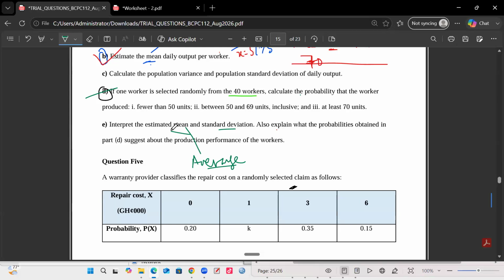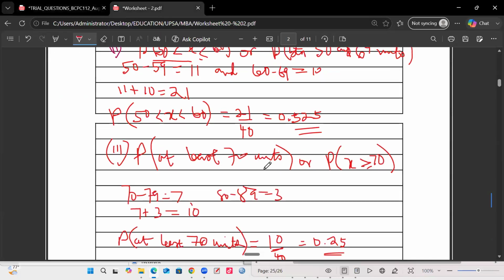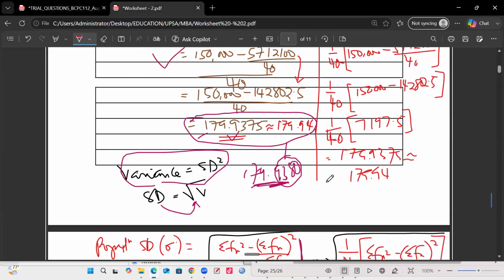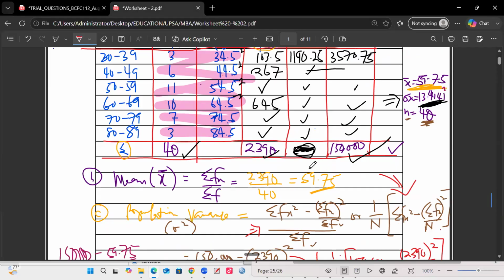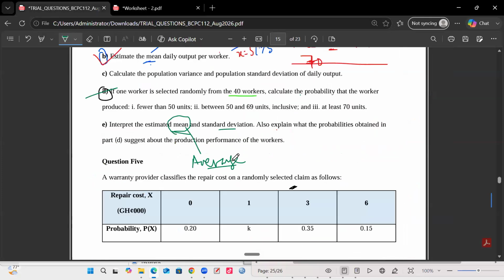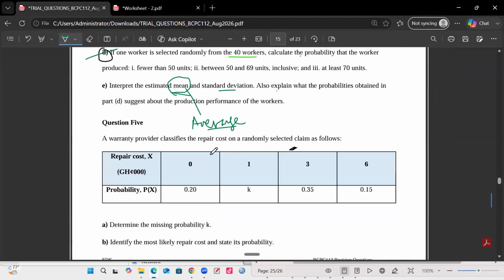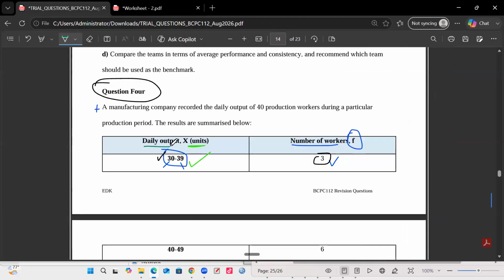So let's see what the interpretation will be. The estimated mean is an average figure. So what is the mean value? The mean value is 59.75, approximately 60. So it means 60 units. What is the question? 60 units means daily output. So 60 units means 60 outputs daily.